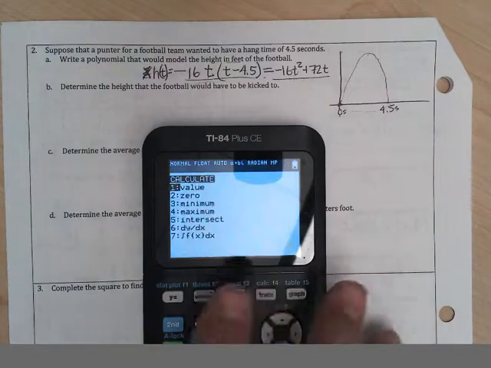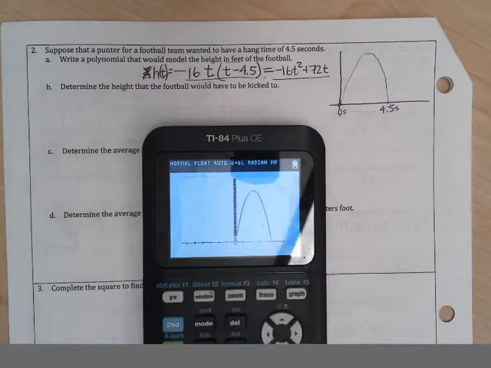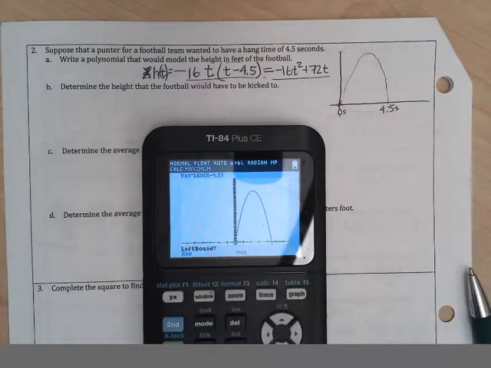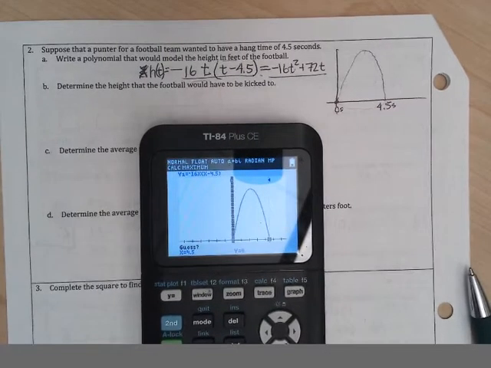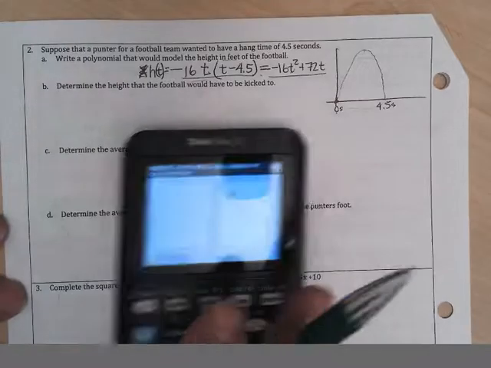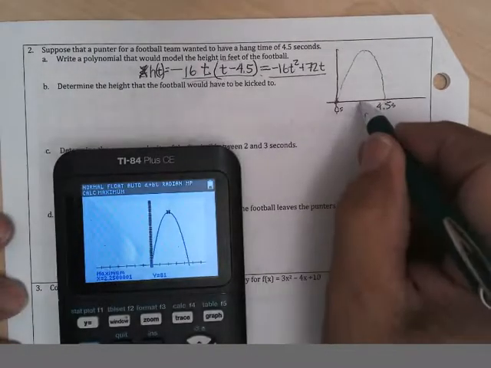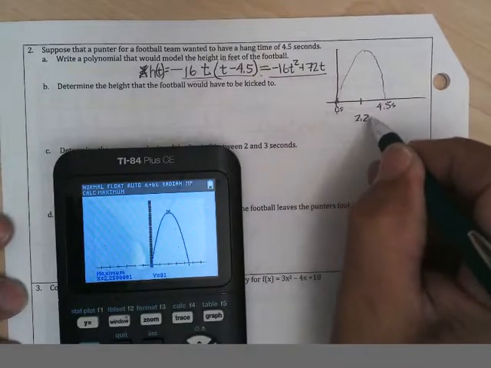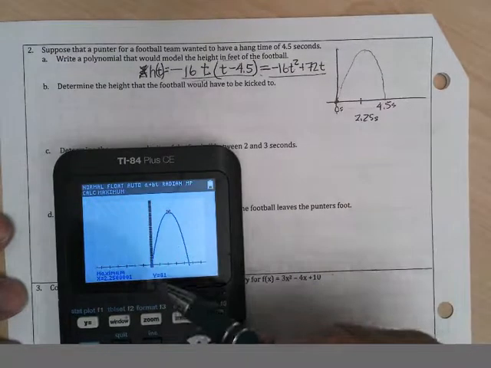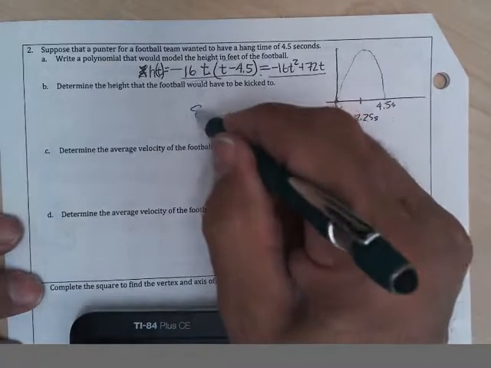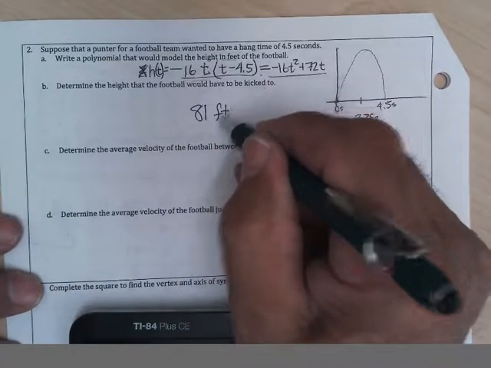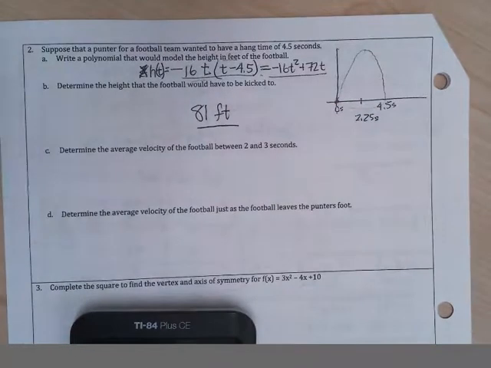Second, calculate the maximum, and it's somewhere between 0 and 4.5. 0, enter, 4.5, enter, and I think it's over at about maybe 2.2 is my guess, and it says, nope, 2.25 is when it would happen. And the height would be 81. Determine the height the football would have to be: 81 feet. You could do it on Desmos too.